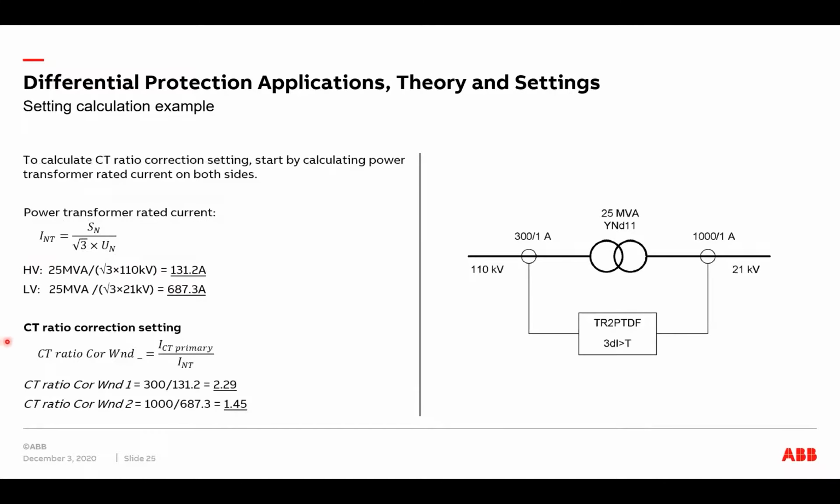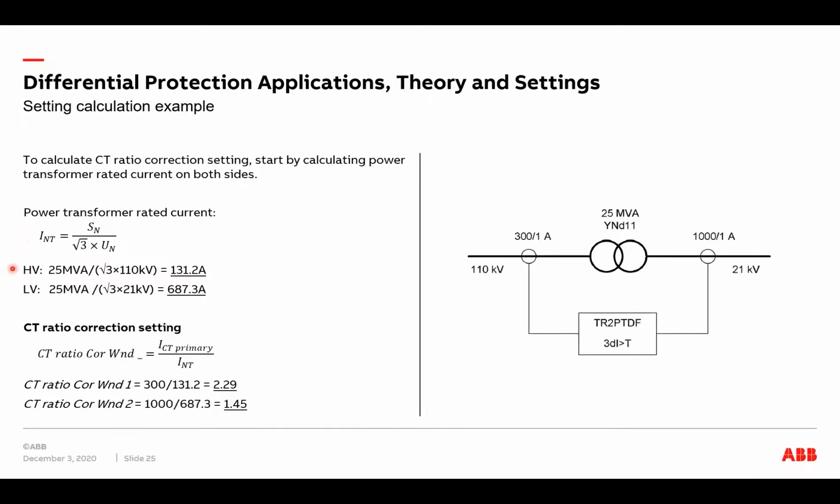So to be able to calculate the CT ratio settings, you can see here's a formula for calculating it. We first of all need to know what is the nominal current of our CTs, and that we can see here from our picture. But we also need to know what is the nominal current of the power transformer, and that is what we need to calculate first.